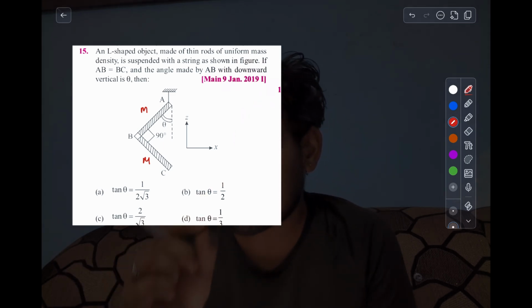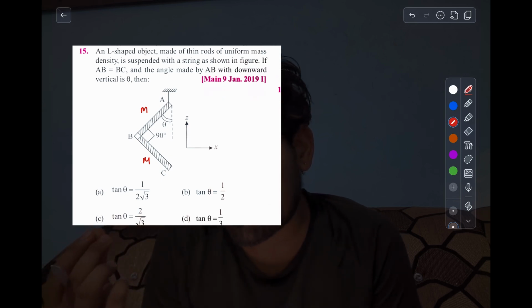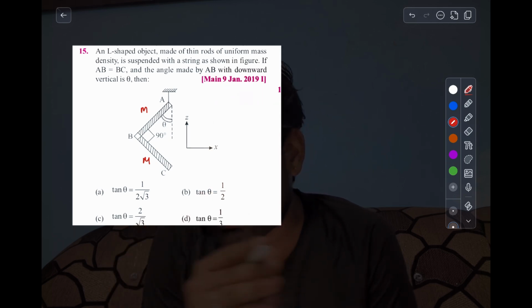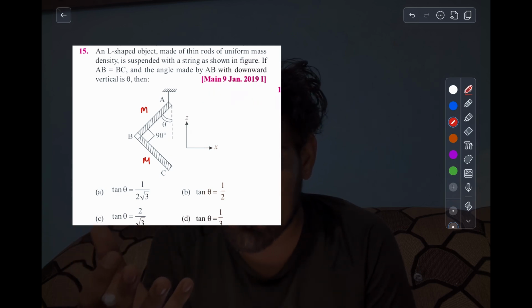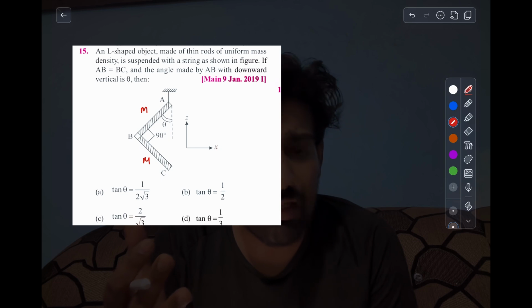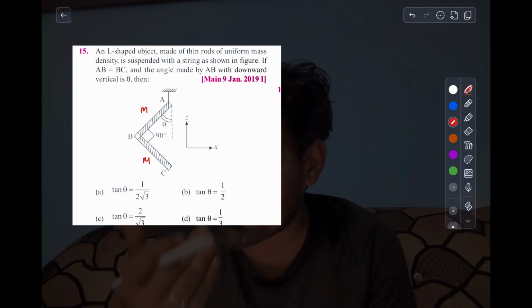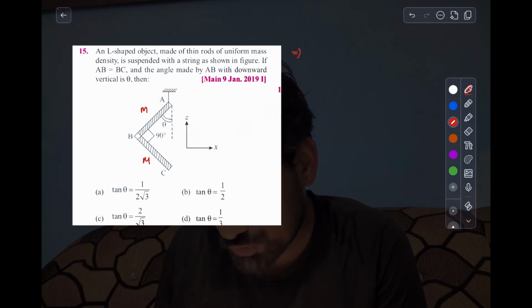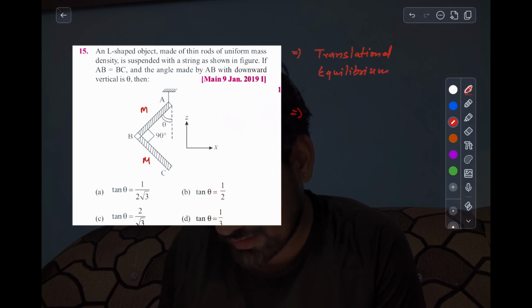I am talking about these two terms, the rotational state of motion and the translational state of motion, because this is not just a point mass, it is a rigid body. So it can do translational motion in any direction x, y or z, and it can also do rotational motion about any axis. But because this object is in equilibrium, it should have a translational equilibrium and it must have a rotational equilibrium.